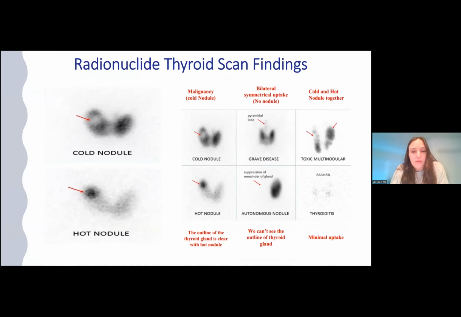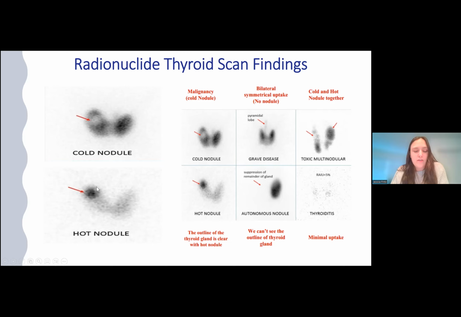So what does a radionuclide thyroid scan look like? This is when you inject radioactive iodine. The iodine is taken up by thyroid follicular cells so that they can make more thyroid hormone. They have a very high affinity for it. And so this is an example here of what a cold nodule looks like. You can see the entire outline of your thyroid gland. It has the radionuclide uptake, but now your nodule has very little to no uptake compared to the rest of your gland. And then here's an example of a hot nodule.